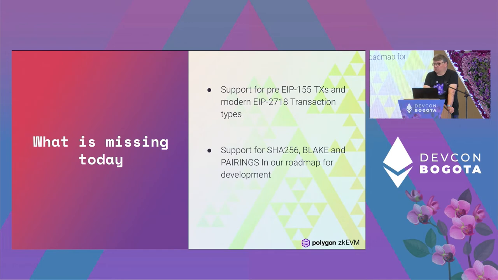This is mainly for deploying smart contracts that have the same address on many chains. They use these primitive transactions that don't include the chain ID. We are implementing those. And we are not yet supporting the SHA-256, the Blake, and the Pairings precompiled smart contracts, but this is a work in progress. All of them are doable, and we will work on them in the coming months.